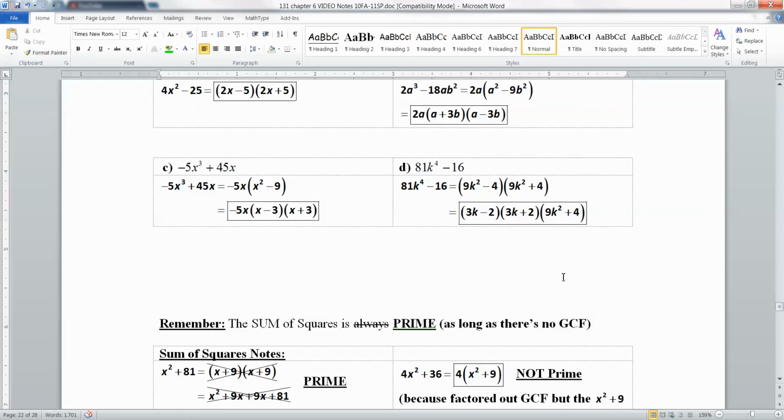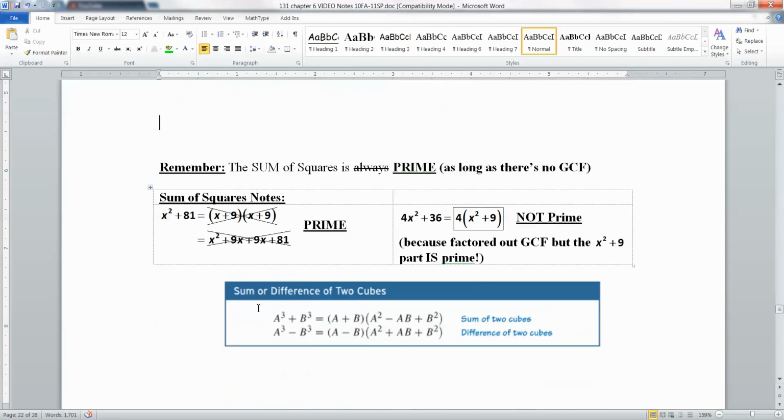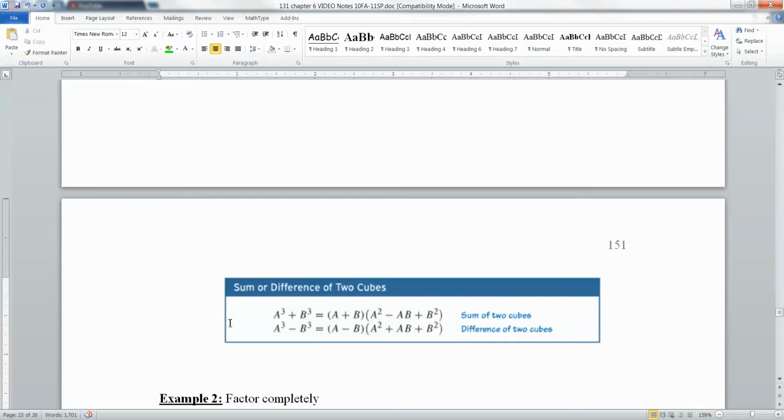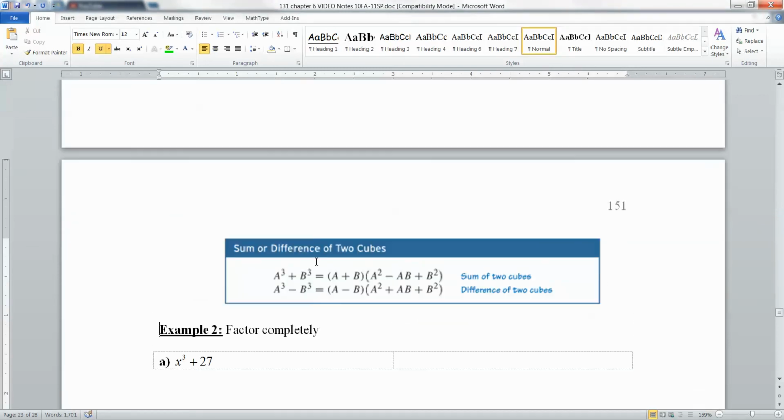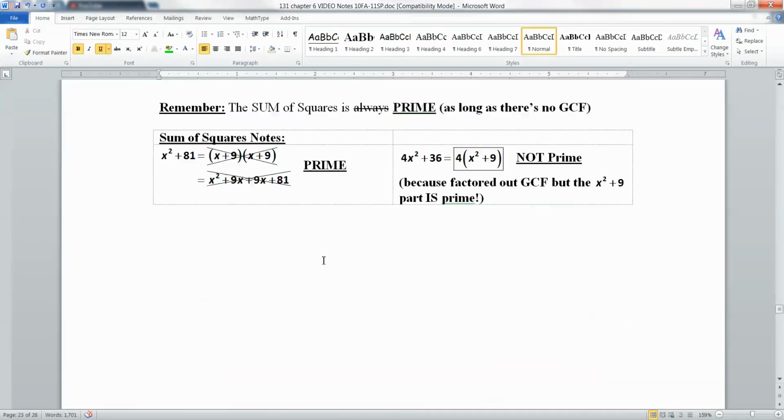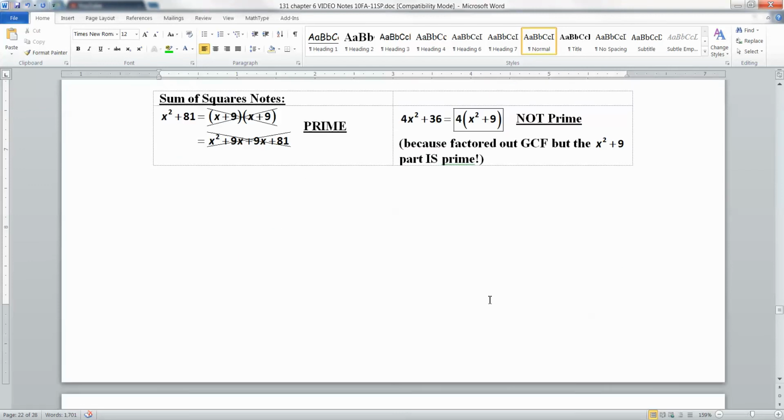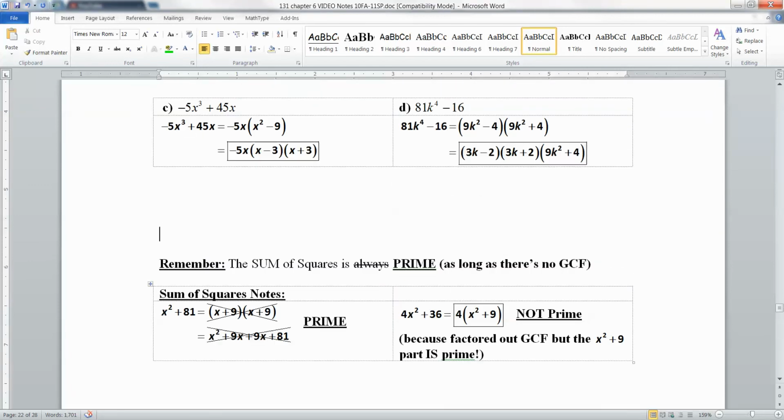Okay. All right, so we're done with sums and differences of squares. Next time we're going to work on cubes, and that formula should really be at the top of the next page, but that's what we're going to work on for the next problems. All right, so I'll see you back here for that.